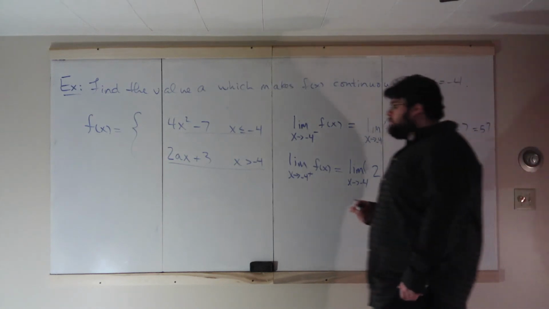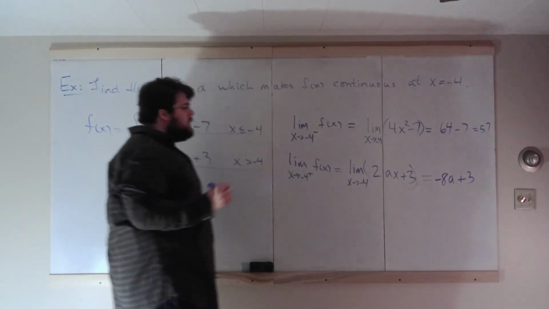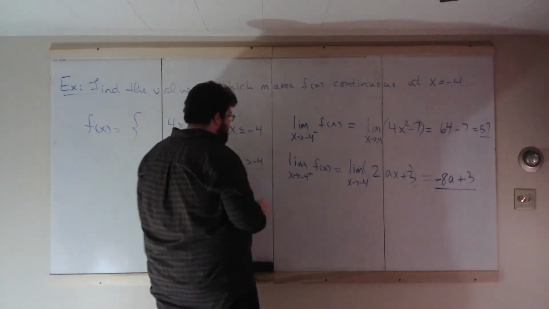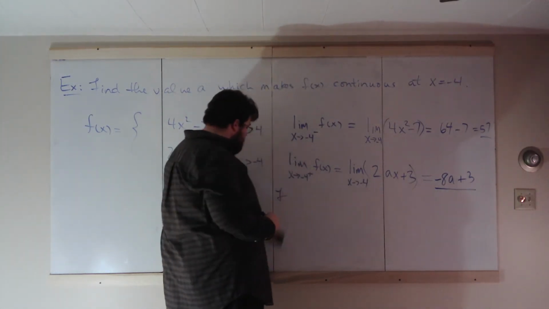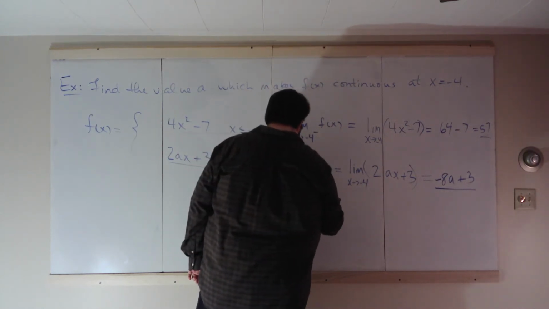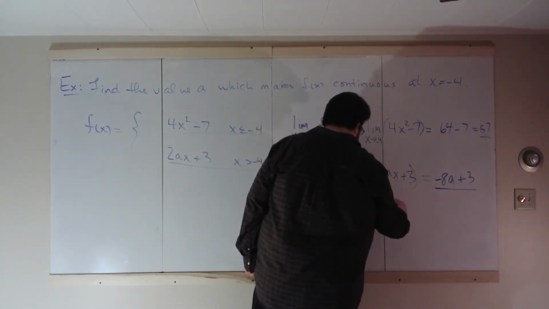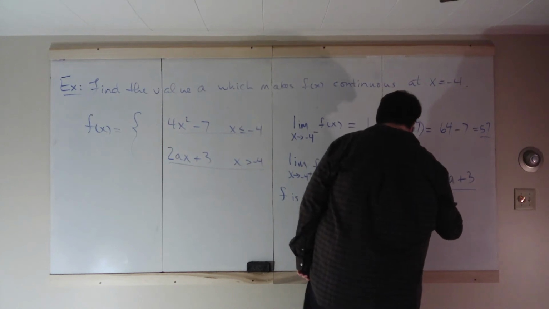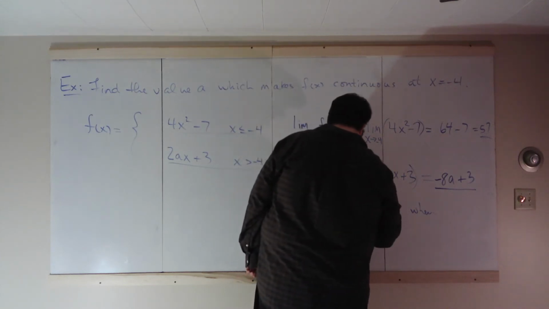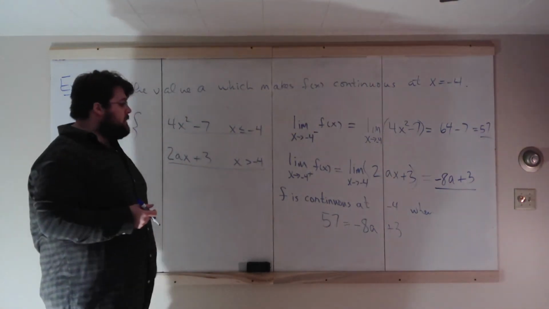Now, why did we do all this? Well, what will make this function continuous at negative 4? It'll be continuous at negative 4 if what happens on the left is the same as what happens on the right. So we'll say f, lowercase f, is continuous at negative 4 when these are equal. So when 57 equals, where are we? Negative 8a plus 3. And we just need to solve this for a.